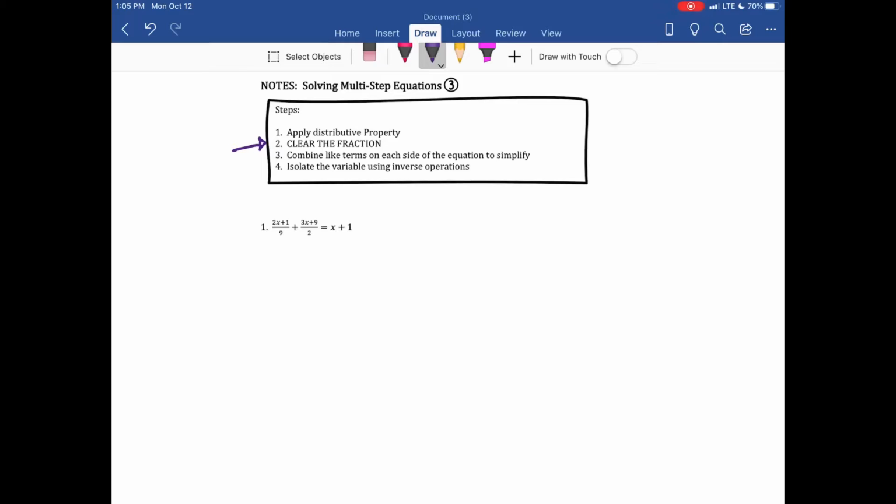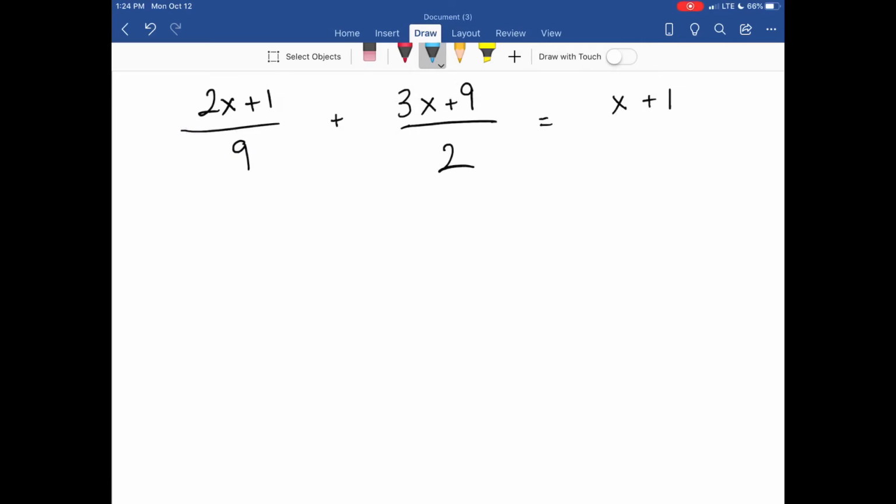So let's look at this clear the fraction bit. What that means is we want to find the least common multiple. What that means is I want to find a number that will make my 9 and my 2 disappear from the bottom. So let's take this step by step, and I'm going to rewrite this problem just so that I've got more space. So the first thing I want to do, folks, is keep everything consistent. So I'm going to put x plus 1 over 1 as well, and that way I'm thinking in terms of my 3 fractions. Here we go.